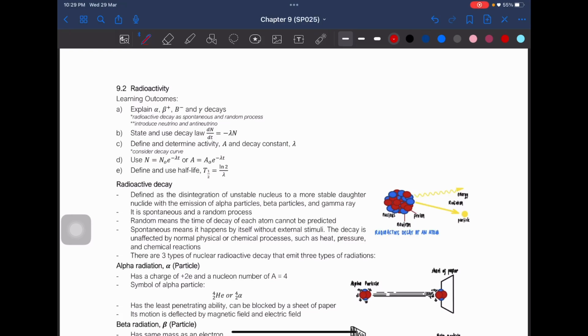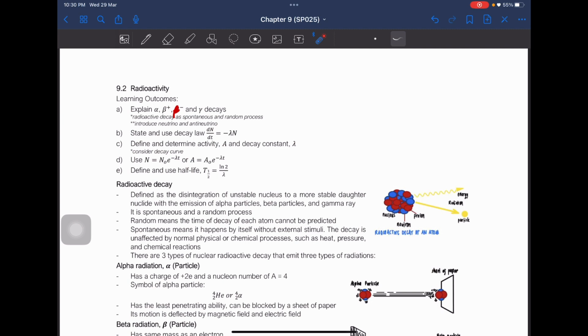Subtopic number 2, which is on radioactivity. In this subtopic, you have to be able to explain what alpha, beta plus, beta minus and gamma decays are.